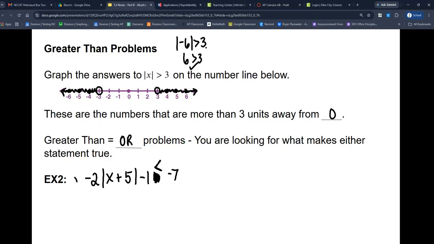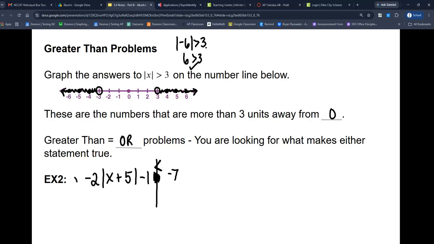Now, I said we're doing greater than problems. This is not a greater than problem. It's a less than problem. It was a greater than problem, but I changed it, right? I did that on purpose. Before you can decide whether you have a less than or greater than problem, you need to get the absolute value bars by themselves. Okay?